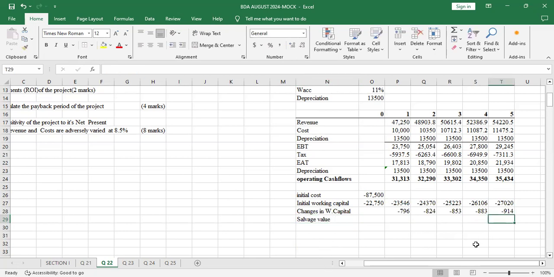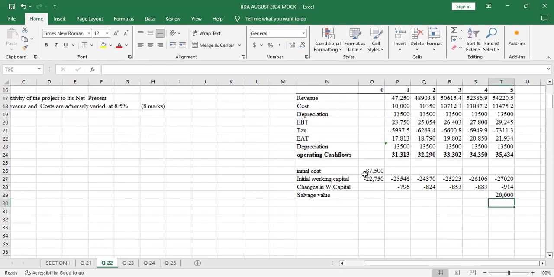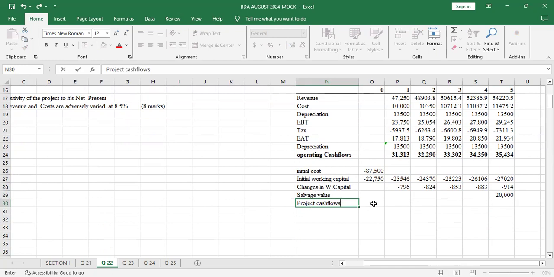Yes, the salvage value happens at the year end. Yeah, you recover the money at the end of the project life cycle. Yeah, so it will be equals to, it was 20. So we just pick it the way it is. It was 20,000. So that we have the project cash flows. Yeah, so for year zero, we just sum these two, the initial cost and the initial working capital.